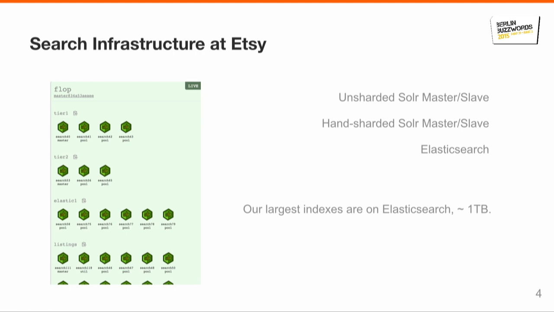I'm on the search infrastructure team. We mostly use Solr for most things, but since last year, we also have Elasticsearch in the mix. For our main listings index, we have it sharded by hand, although we do use Solr distributed search. And Elasticsearch, we're using for some of our larger indexes. And for new use cases, we are starting to consider it.